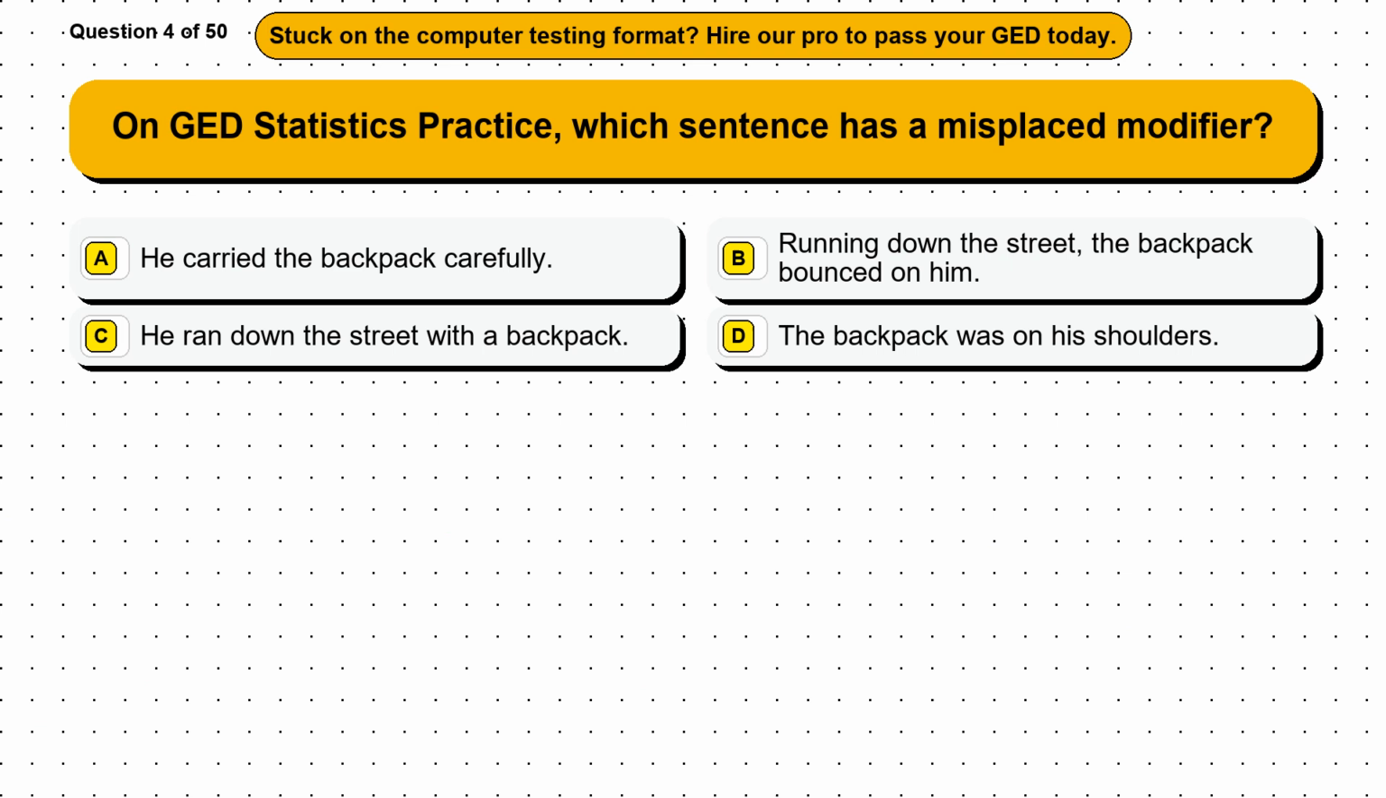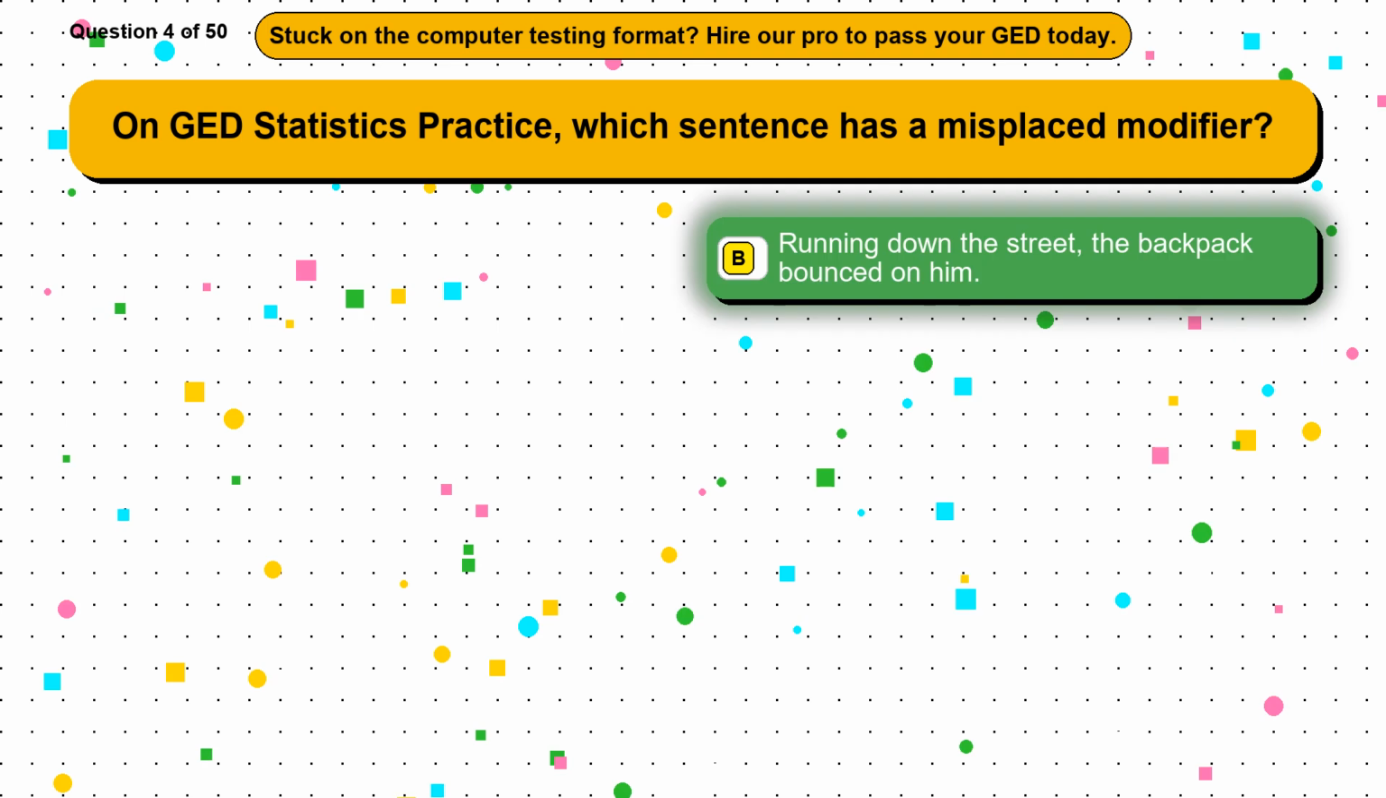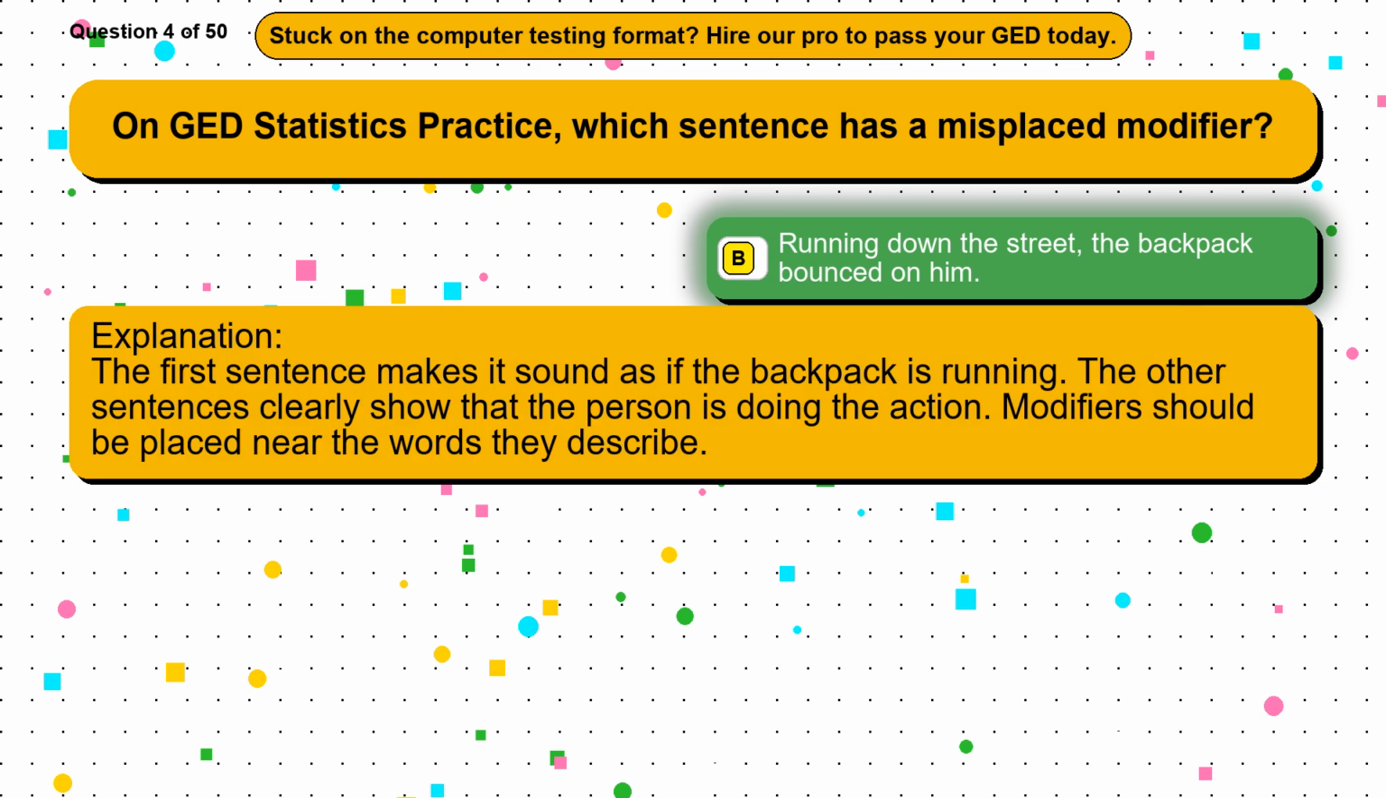Question 4. On GED Statistics Practice, which sentence has a misplaced modifier? Option A. He carried the backpack carefully. Option B, running down the street, the backpack bounced on him. Option C. He ran down the street with a backpack. Option D. The backpack was on his shoulders. The correct answer is option B. Running down the street, the backpack bounced on him. The first sentence makes it sound as if the backpack is running. The other sentences clearly show that the person is doing the action. Modifiers should be placed near the words they describe.